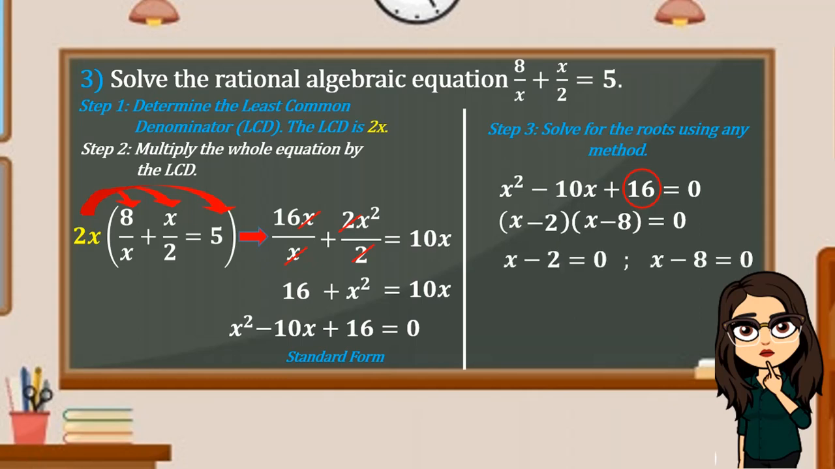Next, equate each factor to 0. For x minus 2 equals 0, transpose negative 2 to the right side. This will become x equals positive 2. For x minus 8 equals 0, transpose negative 8 to the right side, and this will be x equals 8. And these are the values of the variable: x equals 2 and x equals 8.